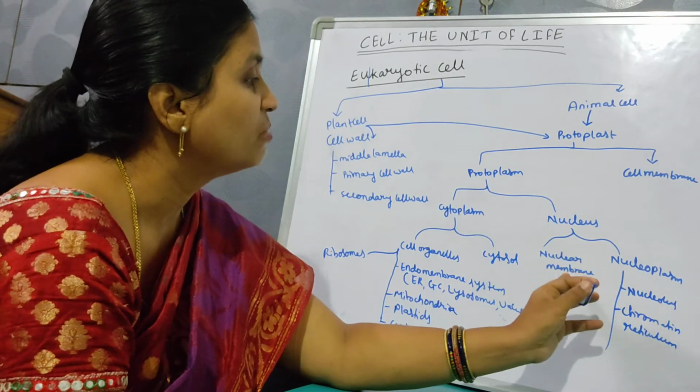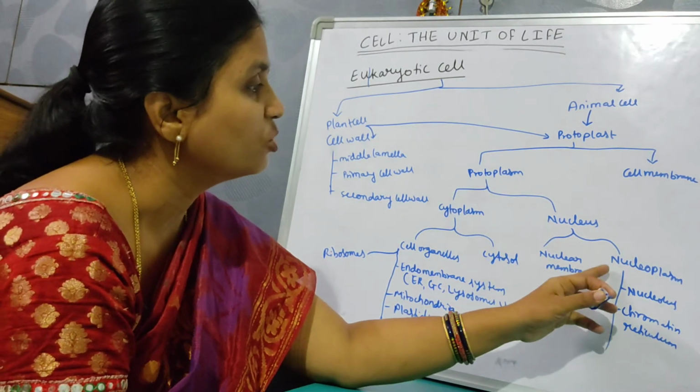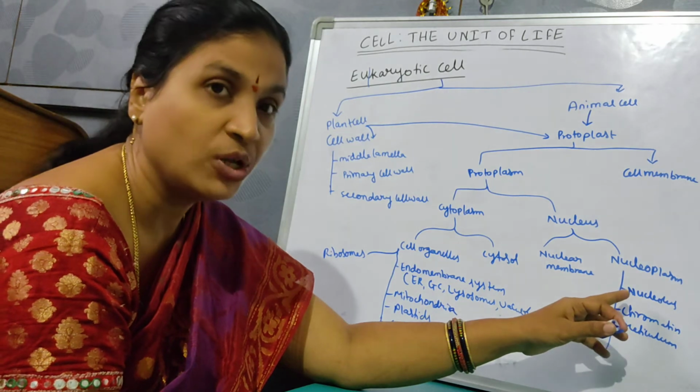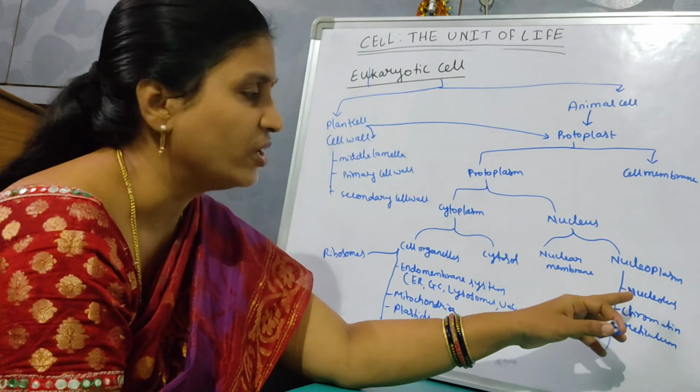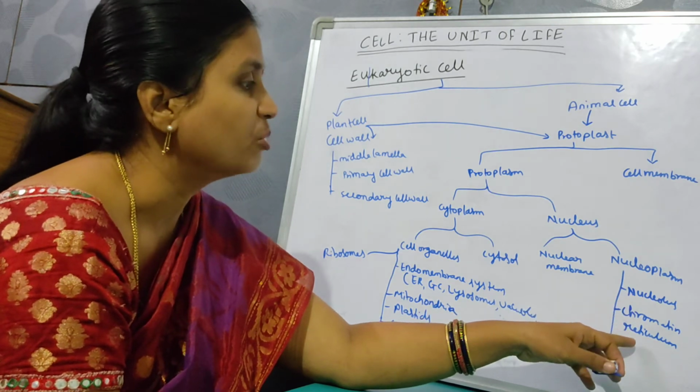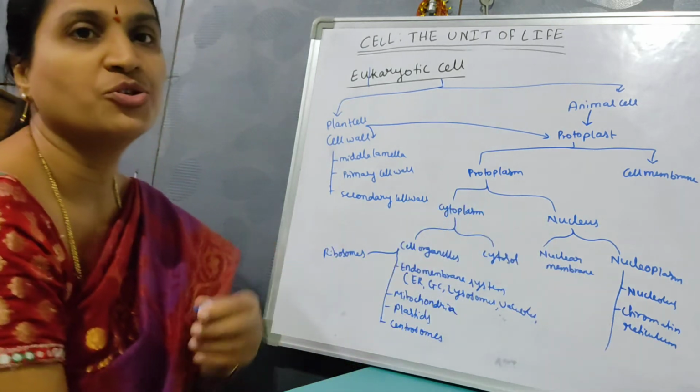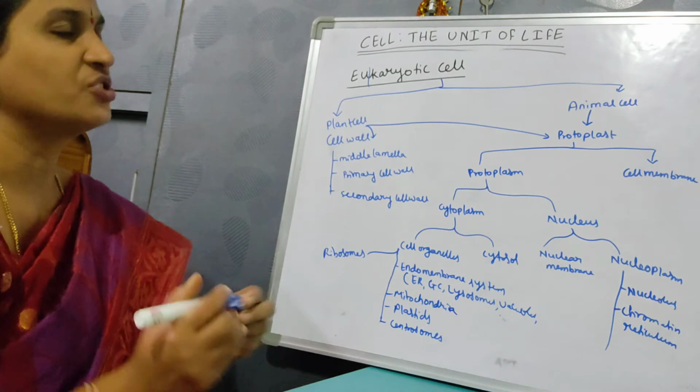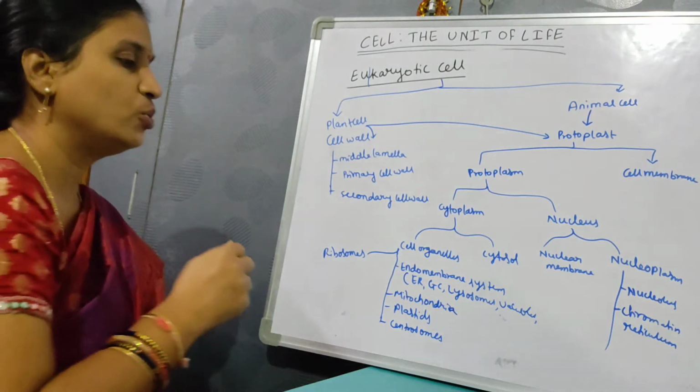Then the nuclear membrane is going to enclose the nucleoplasm. The nucleoplasm is going to have the nucleolus, a darkly stained body, which is useful for synthesis of rRNA. Then chromatin reticulum, which will get condensed into chromosomes. So this is about the general structural details of the eukaryotic cell.